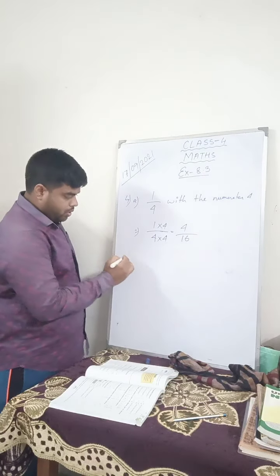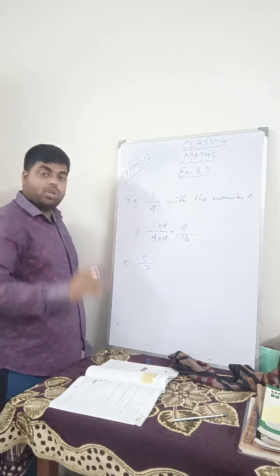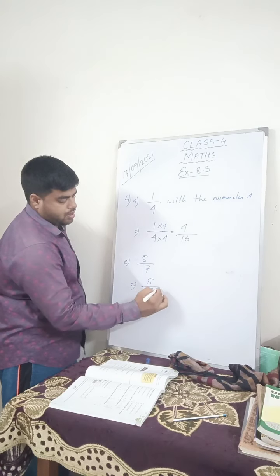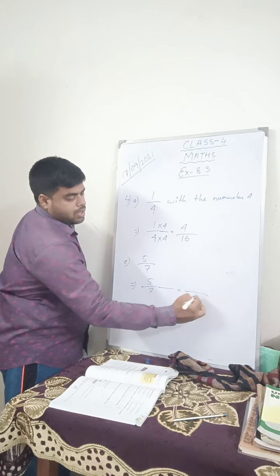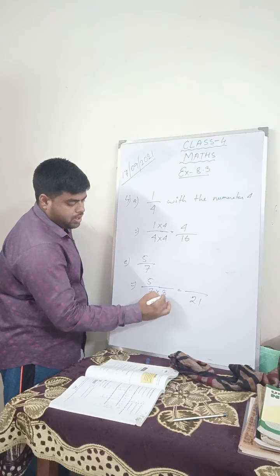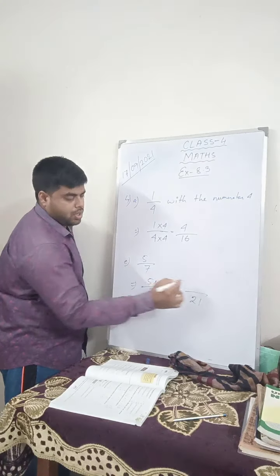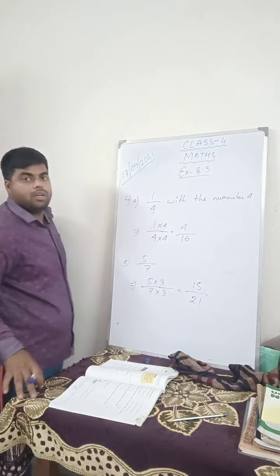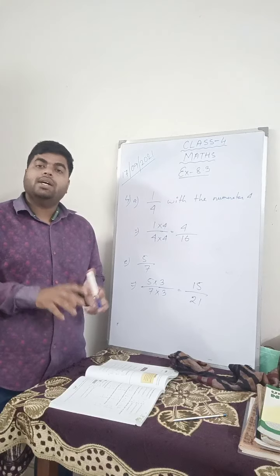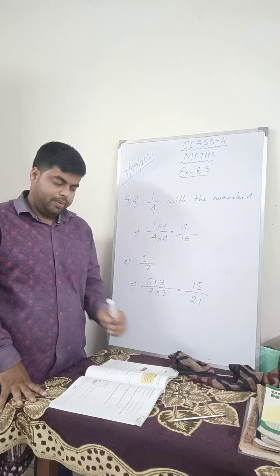Let us take one more number, suppose 5 by 7, where you have to keep the denominator as 21. So 5 by 7, 7 will become how much? 7 will become 21. And how did it become? 7 into 3 is 21. So you will multiply at the top also, 5 into 3. So it will become 15. So remember, to make an equivalent fraction you have to multiply the denominator and the numerator by the same number.